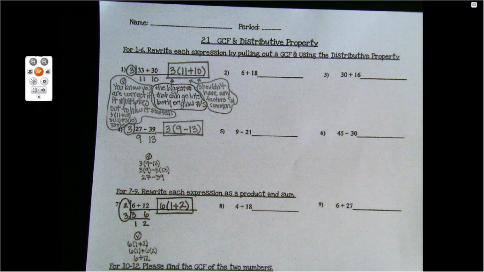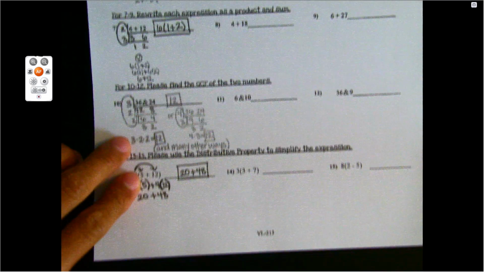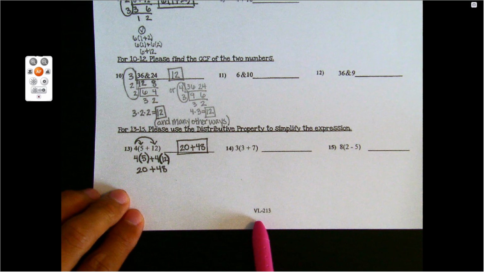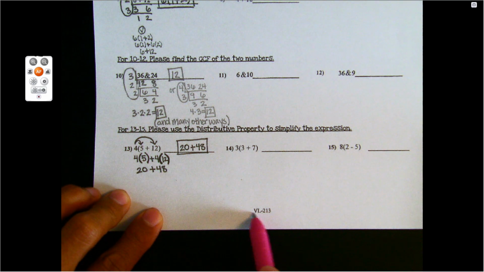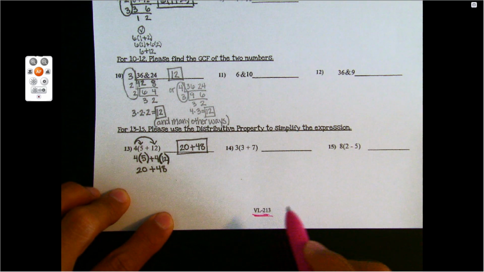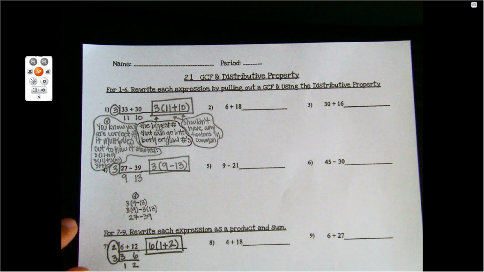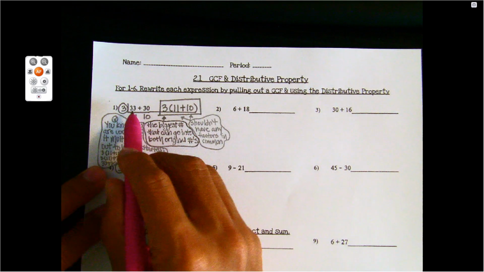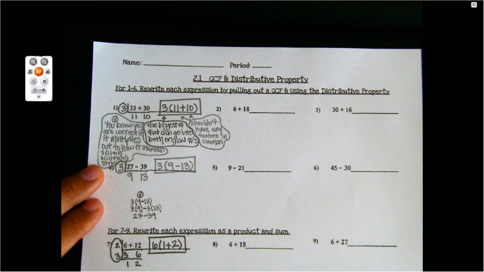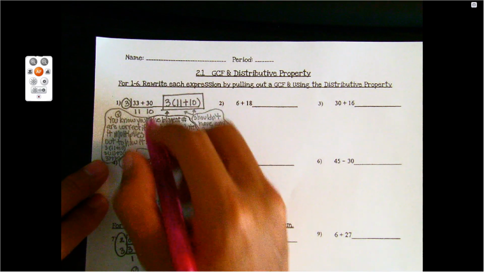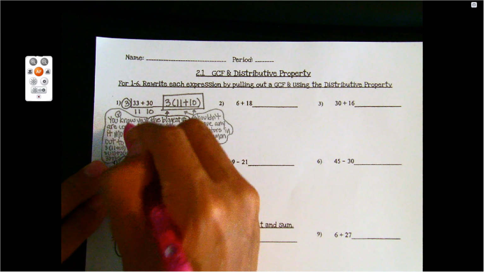This is a homework tutorial for worksheet VL-213. So you can see the worksheet name at the bottom right there. At the very top, it should say GCF and the distributive property. Let's begin. So we have some examples written on the left side. So I'm just going to walk you through what this means.